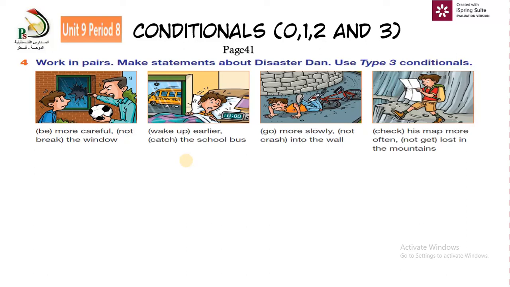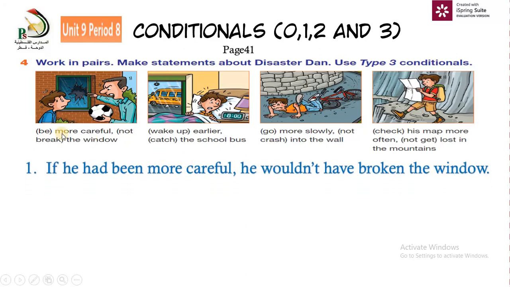I'll go like this. If he had been more careful, he wouldn't have broken the window. Past perfect, comma, would have, past participle. See? We also call it would and then present perfect. But we are not going to use has here. You have to be very careful. If you memorize it using present perfect, you should be careful that after would we will not use has. We will only use have.